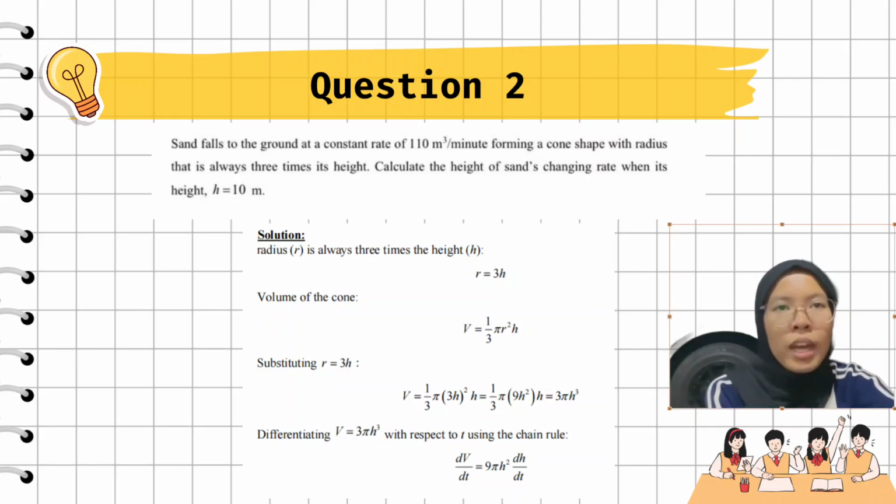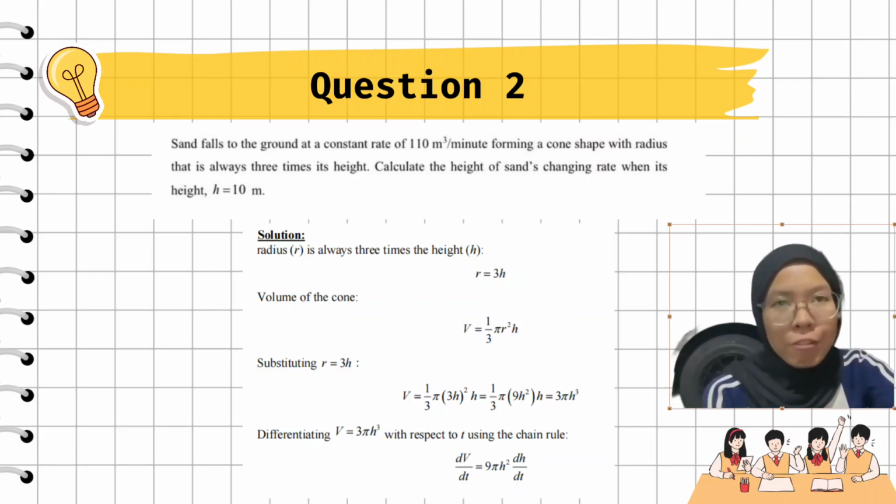Given data: sand falls at dV per dt equals 110 cubic meters per minute. The radius r equals 3h. And finally, we want to find dh per dt when h equals 10 meters. The formula that we use is the volume of a cone, V equals 1 per 3 pi r squared. We differentiate the volume using the chain rule of rate of change. V equals 3 pi h cubed. With respect to t, dV per dt equals 9 pi h squared dh per dt.